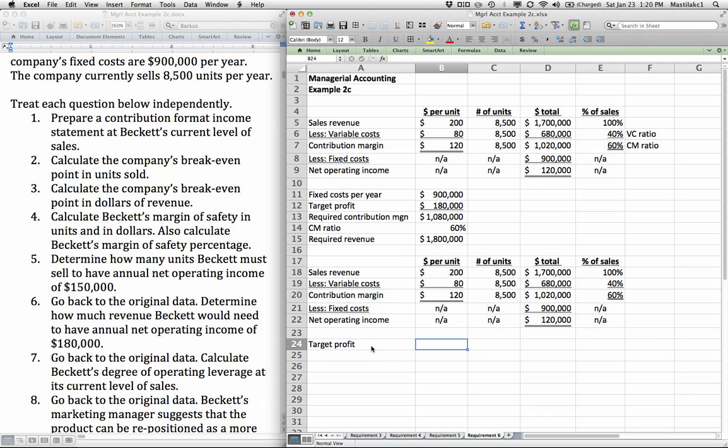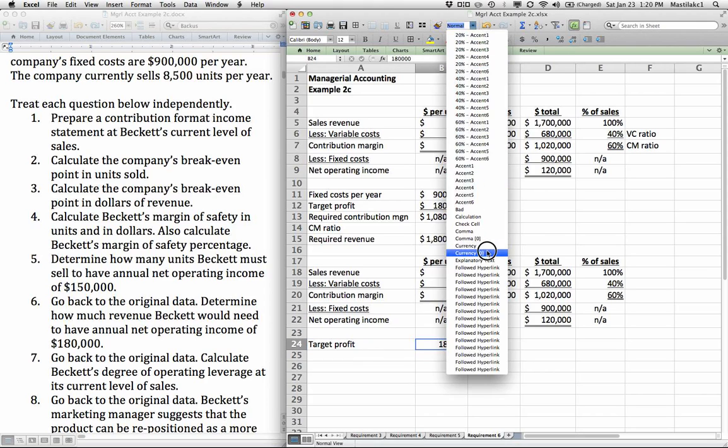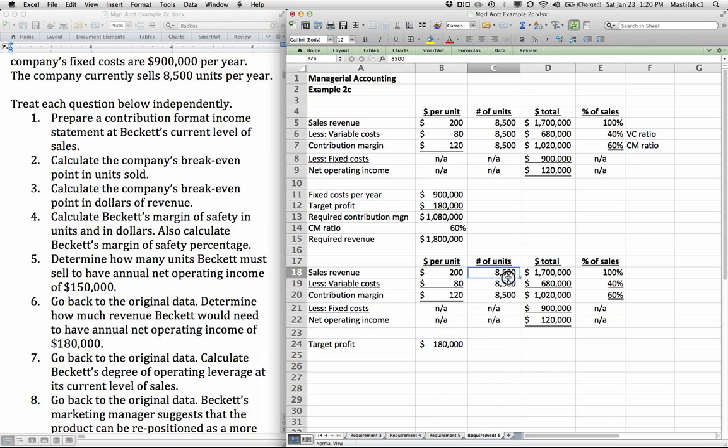So if I put my target profit in, I'm going to zero out my number of units because I'm not working directly with units here. I'm working with revenue. What does my revenue need to be? It needs to be my fixed costs plus my target profit, and I need to divide that by my contribution margin ratio. If I do that, I get the same $1.8 million of revenue that I got up here.